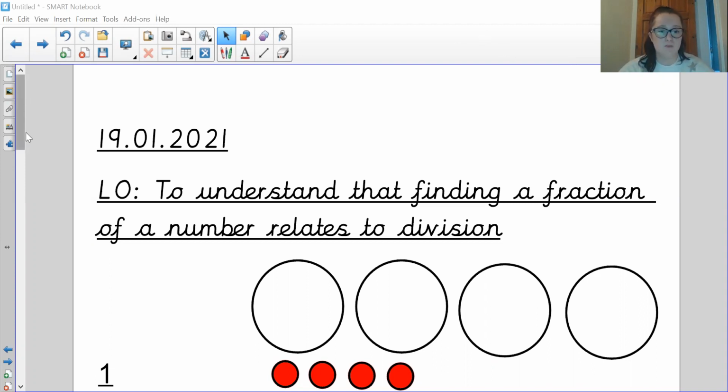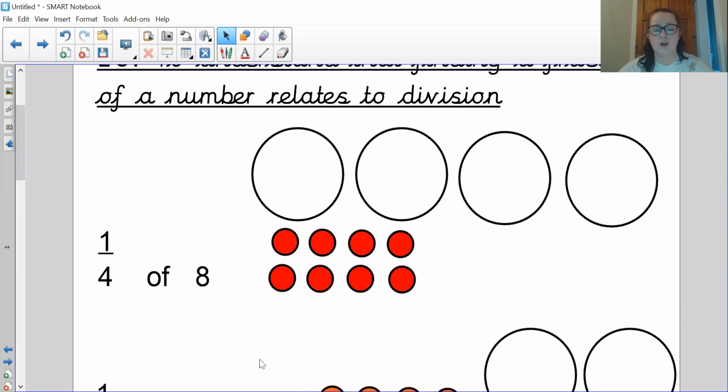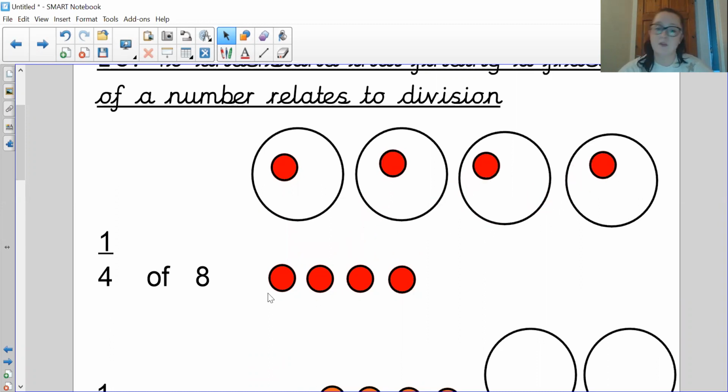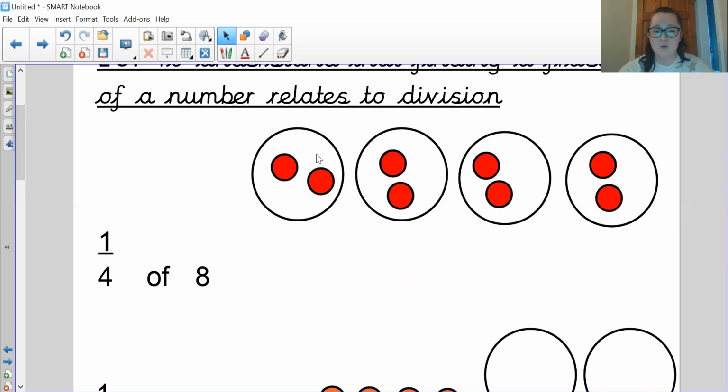So my first question says 1/4 of 8. Now, we know that there are 4 parts to my whole. So I've got 4 circles here, so I can split my counters up into 4 different groups. I'm going to split them up evenly. So I'm going to go 1, 2, 3, 4, and start again, 1, 2, 3, 4. Now we have split them up into 4 groups, and we know that 4 groups out of a whole is a quarter, don't we?